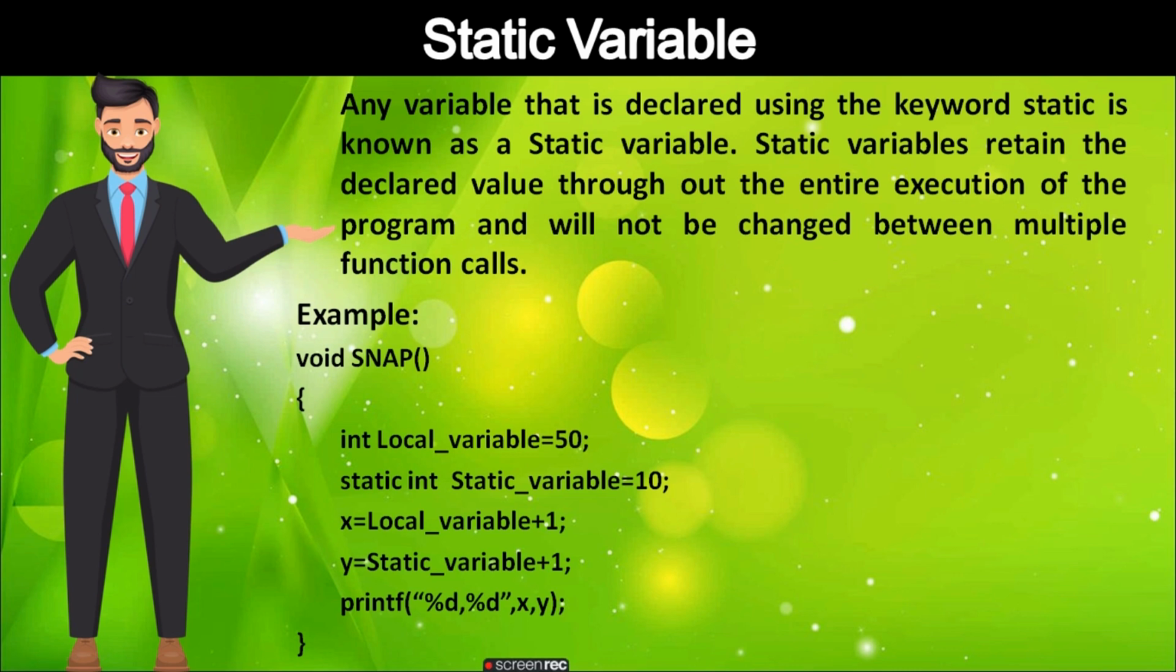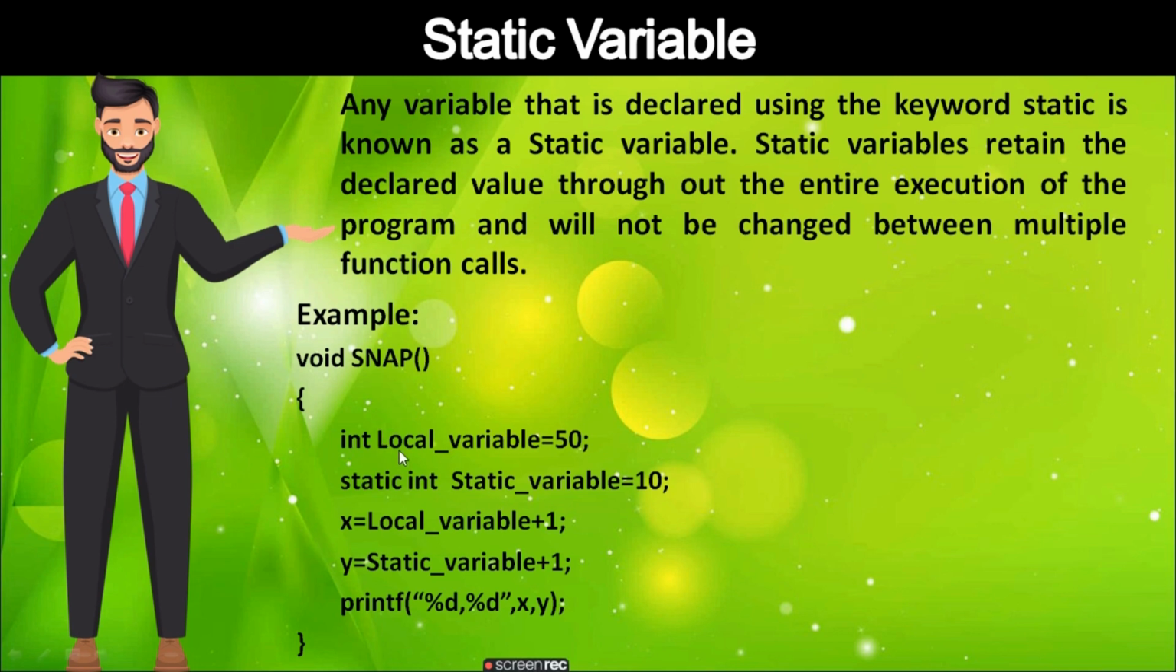The next is the static variable. Any variable that is declared using the keyword static is known as a static variable. Static variables retain the declared value throughout the entire execution of the program and will not be changed between multiple function calls. It means that any variable which we declare and assign some value to, and use the keyword static with that variable, that value cannot be changed.